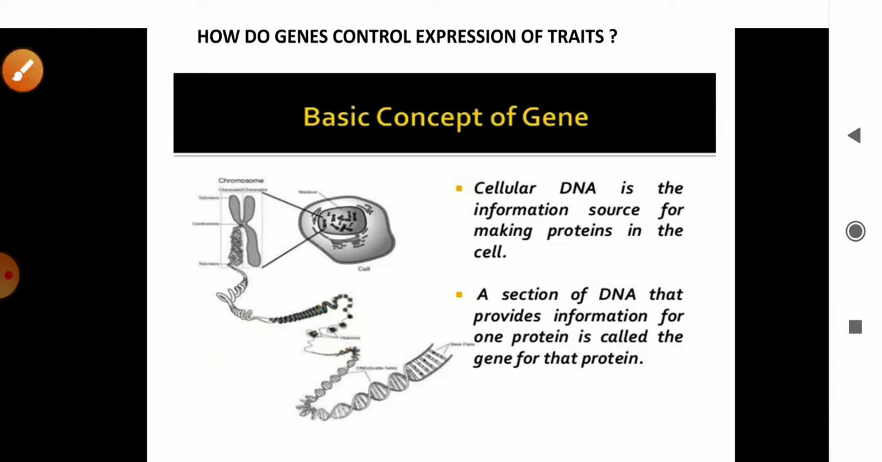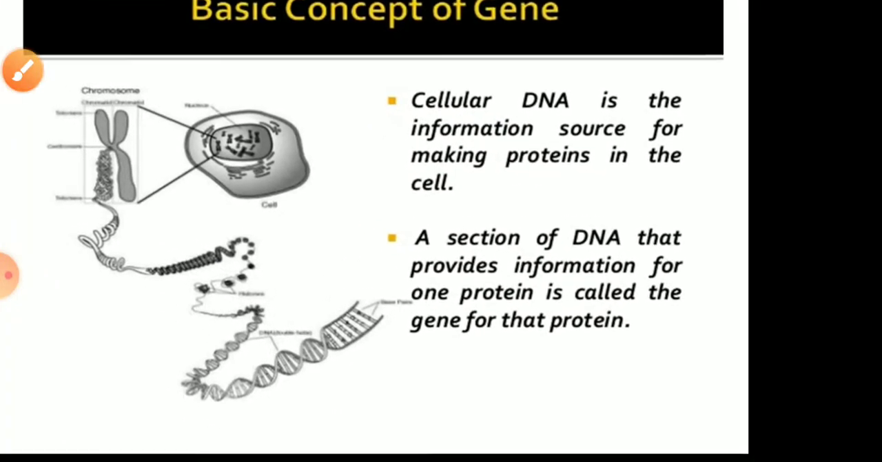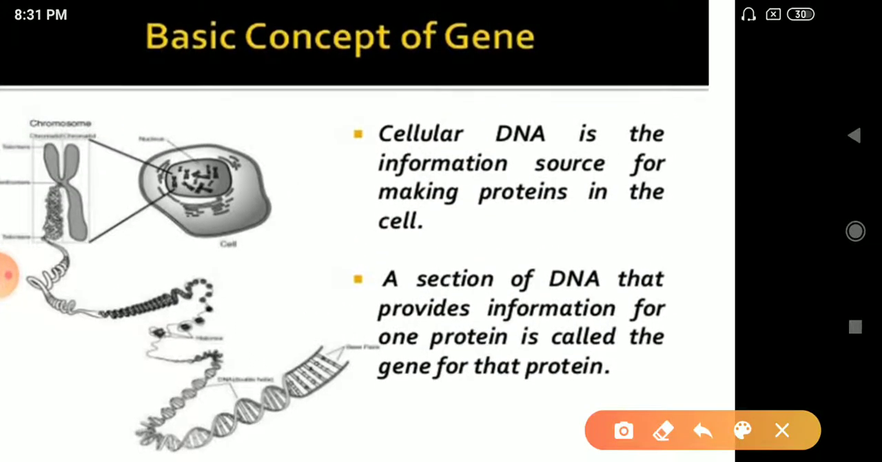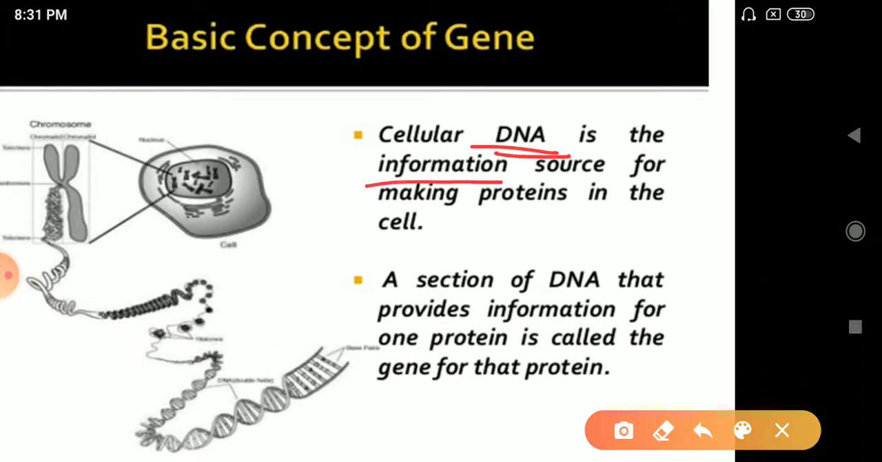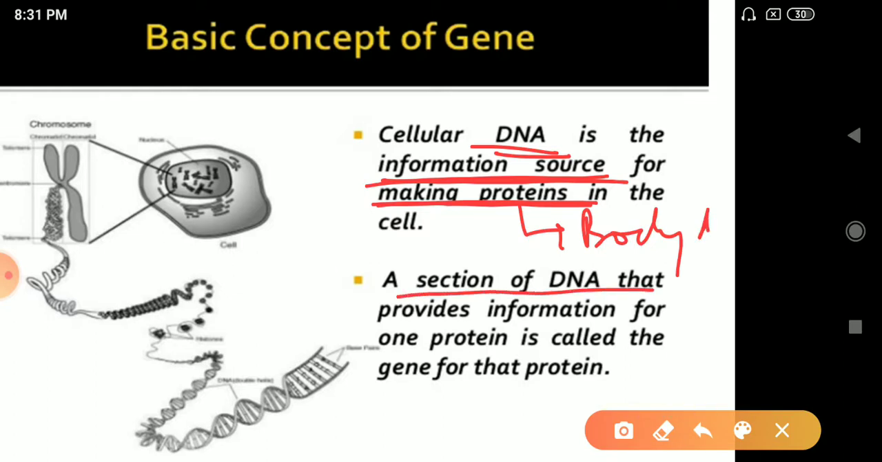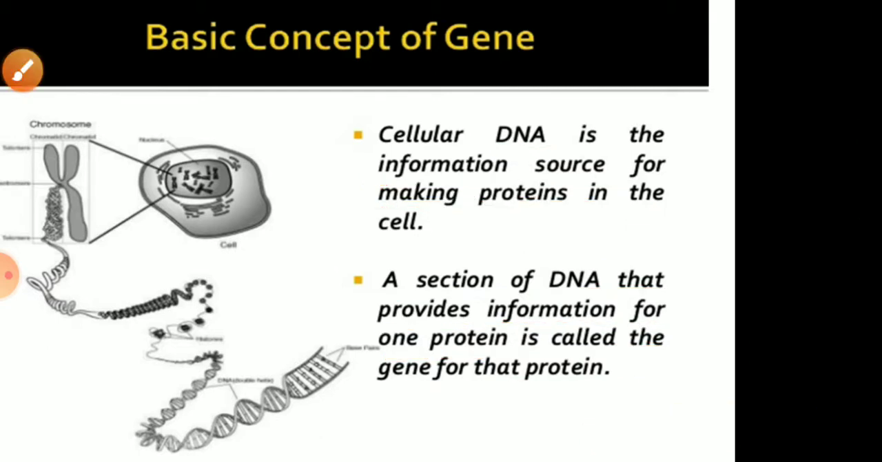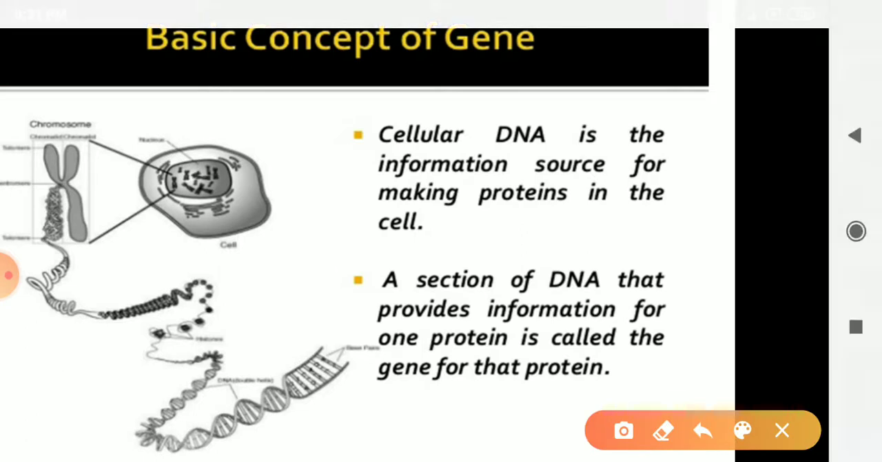As already learned in the previous chapter, the DNA is called a blueprint because it has information for making proteins, and these proteins decide the body design. This was learned in the previous chapter, right? A section of DNA that provides information for a particular protein is what is called a gene.